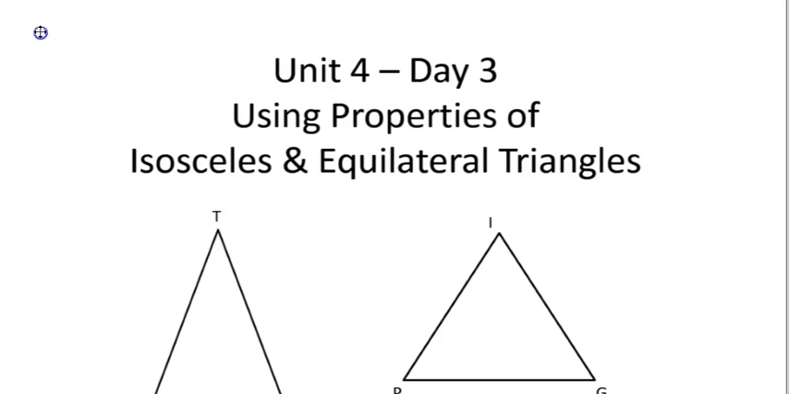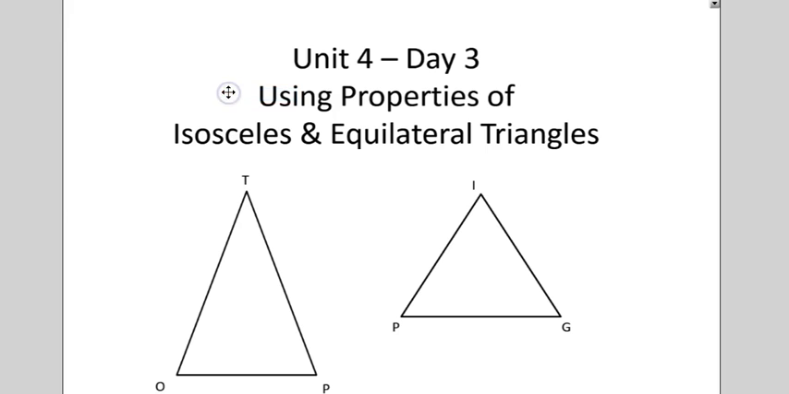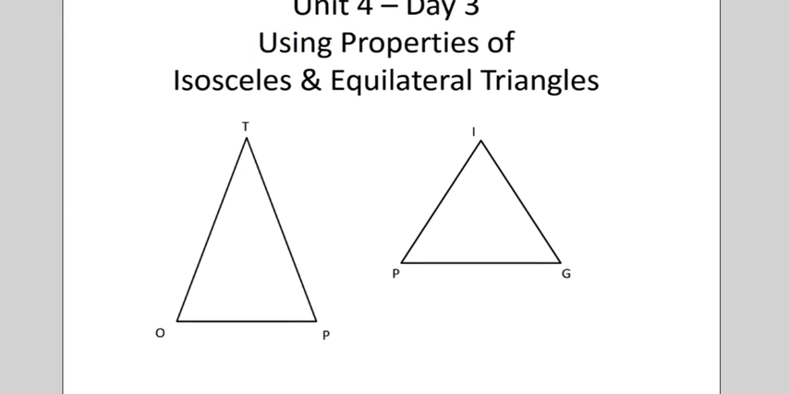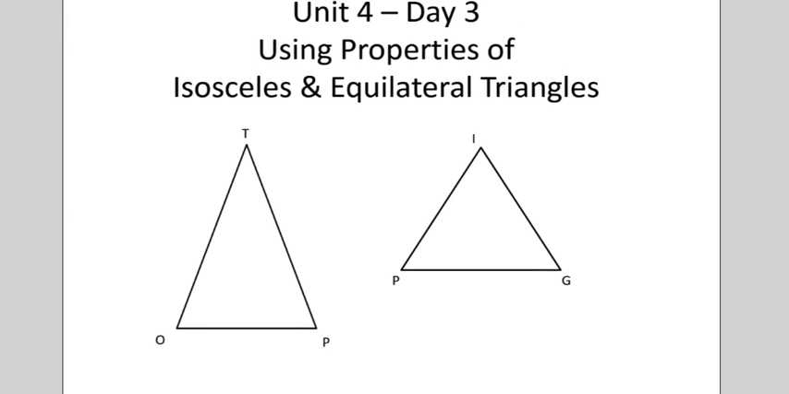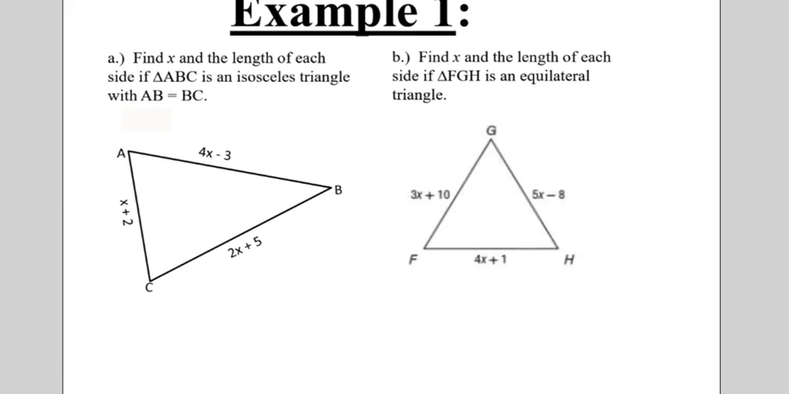All right, day 3 notes using properties of isosceles and equilateral triangles. All right, example 1. Find x and the length of each side if ABC is an isosceles triangle, AB equals BC.